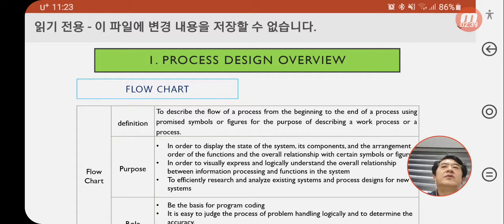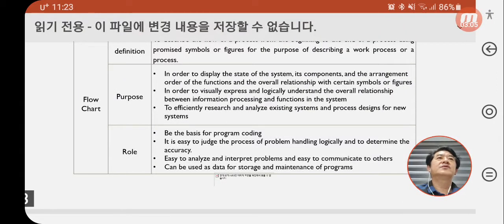Now, let's study the process design. We studied about flowcharts. A flowchart describes the flow of a process from the beginning to the end using promised symbols or figures for the purpose of describing a work process.